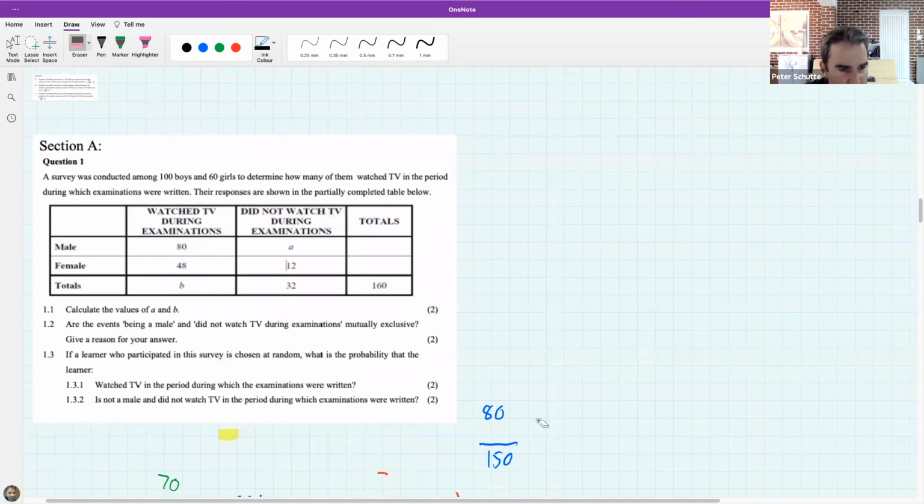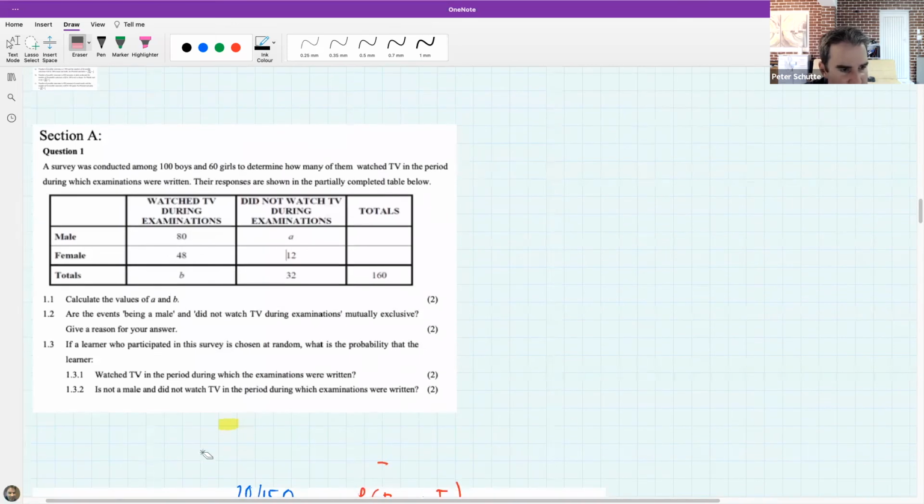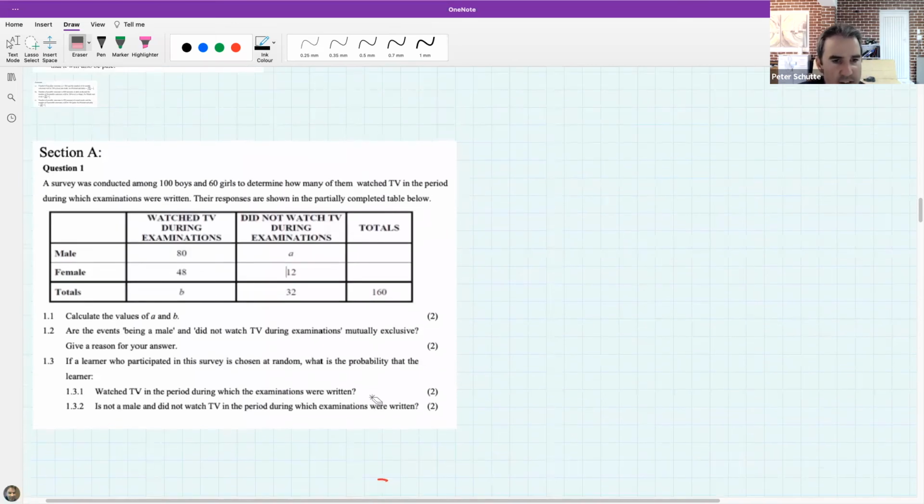Calculate for me the values of A and B to start with, and see if you can. Now, we haven't used the word mutually exclusive for a while, but I'll see if you can remember what that means. So I want you to try and do these two questions for me. Notice how it's a slightly different type of question where the table is not completely filled in for you.